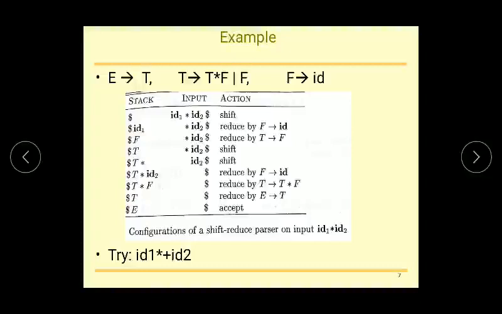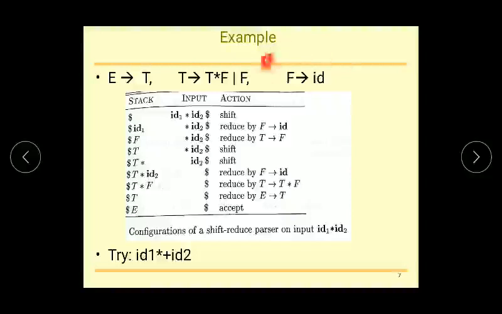Just see, there is no production to reduce T star by LHS. So the parser will consider the next input, that is ID2. So ID2 can be shifted onto the stack. Now the stack contains T star ID2.